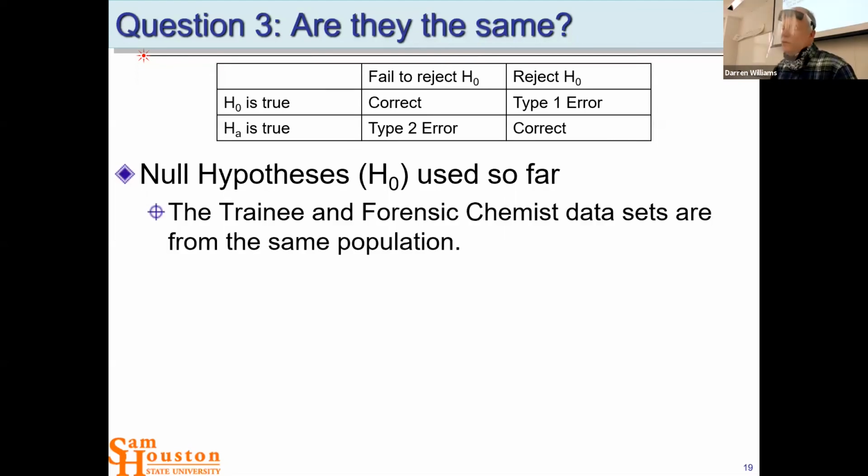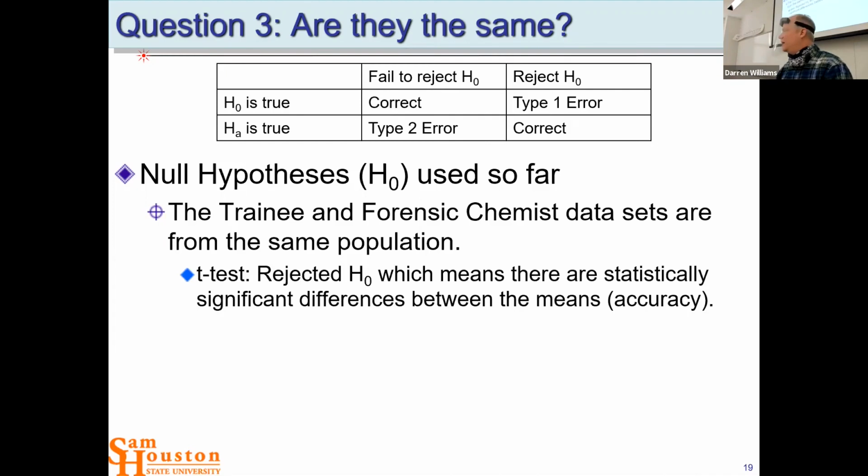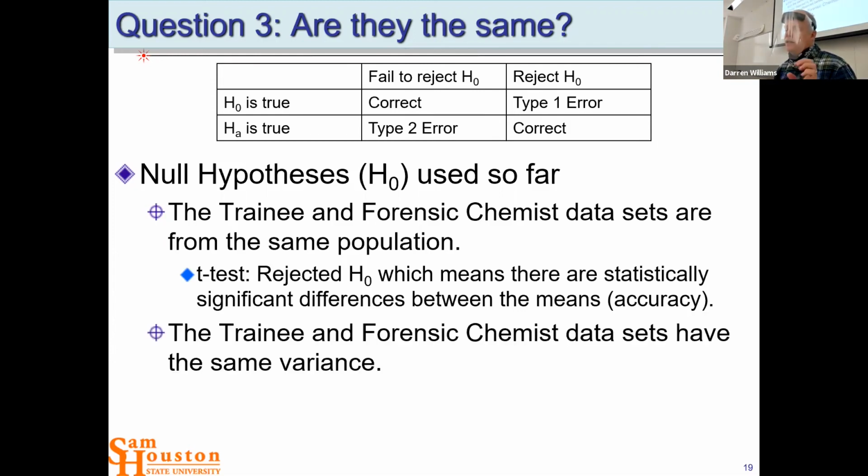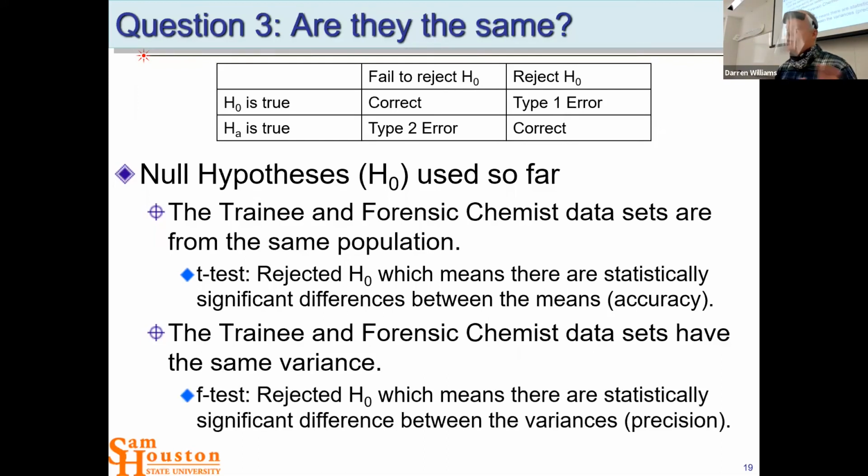And so, as a review of the question, the trainee and forensic chemist data sets: are they the same? The null hypothesis is that they are the same in terms of accuracy, but we rejected that with the t-test. So we're saying they are not the same. And then we tested, are they the same in terms of their uncertainty or precision? The null hypothesis is that they are the same, but we rejected that null hypothesis because of the F-test.